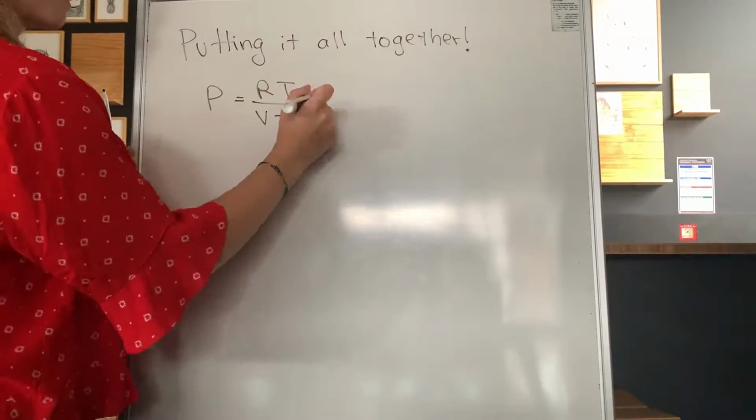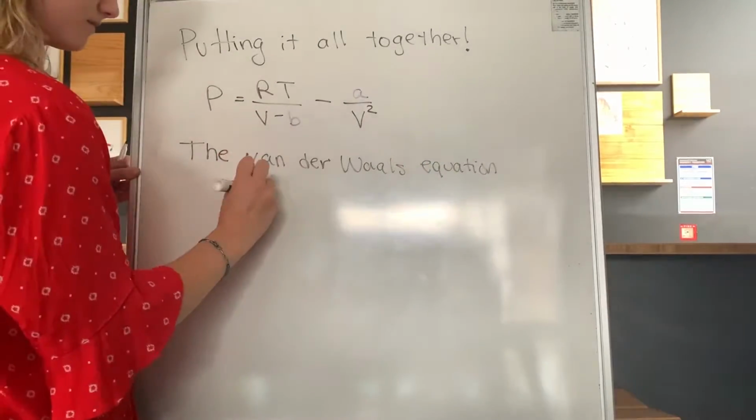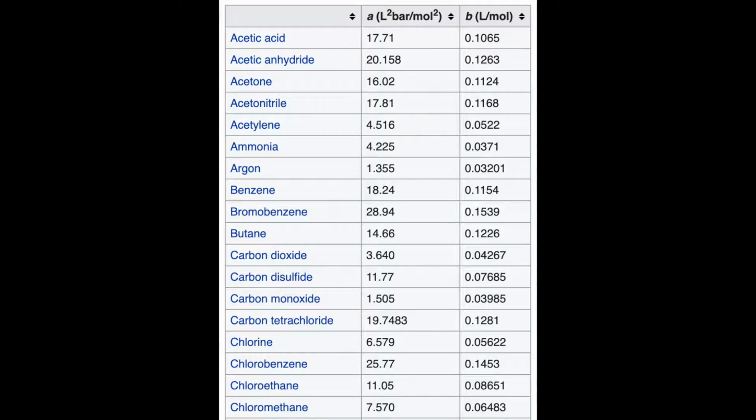Now let's put it all together. When you sub in our new expressions for P and V, then rearrange for P, this is what you get. The values of A and B, do I need to memorize them? They're actually unique for each gas and can be found in tables online. Cool, now I can do calculations at high pressures and low pressures.